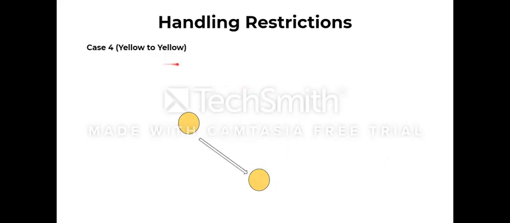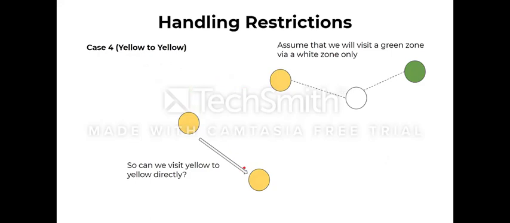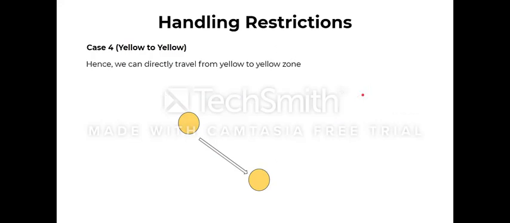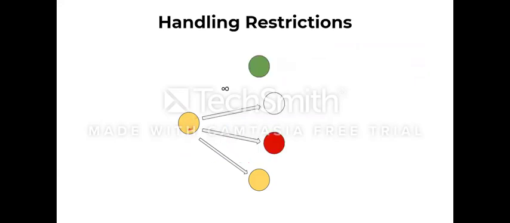Let us consider the fourth case, which is yellow to yellow. So can we visit yellow to yellow directly? If we assume that we found a way to visit a green zone from a yellow zone only via a white zone, then if we apply this assumption here for this particular yellow zone, we have a path in which we are visiting a green zone from this yellow zone via a white zone. Hence, we can use this white zone to satisfy the constraint for this yellow zone. Hence, we can directly travel from yellow to yellow zone. So, from this yellow zone, except the green zone, we can travel to any other zone.